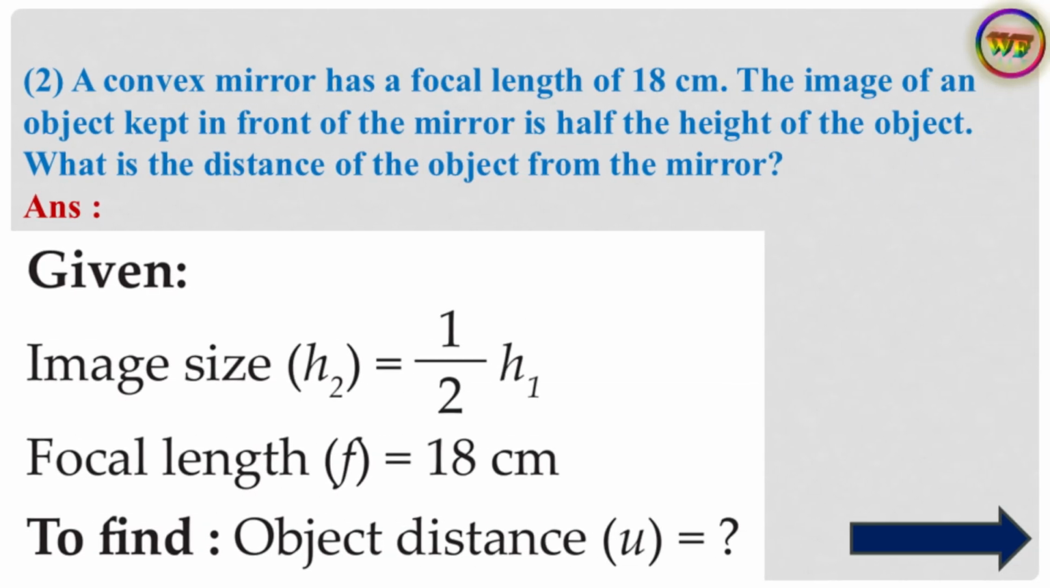Sub-question 2. A convex mirror has a focal length of 18 centimeters. The image of an object kept in front of the mirror is half the height of the object. What is the distance of the object from the mirror? Answer is given directly and continuation of the answer is on the next slide.